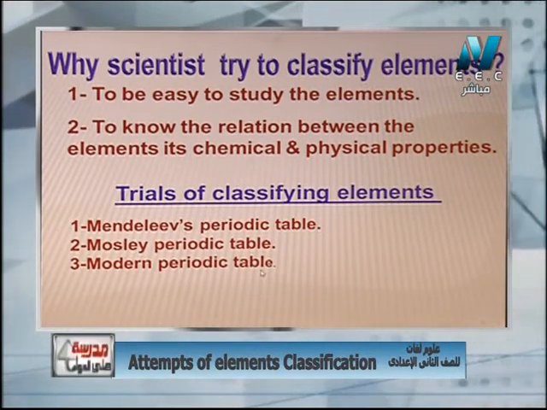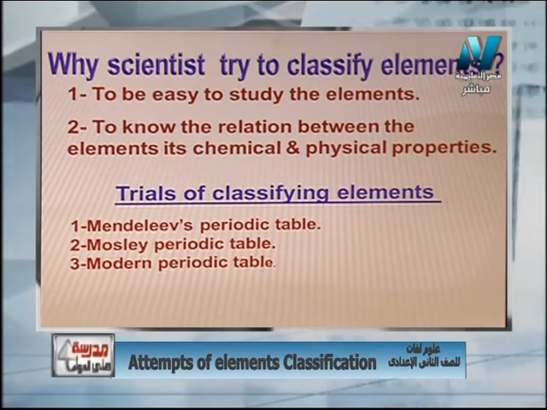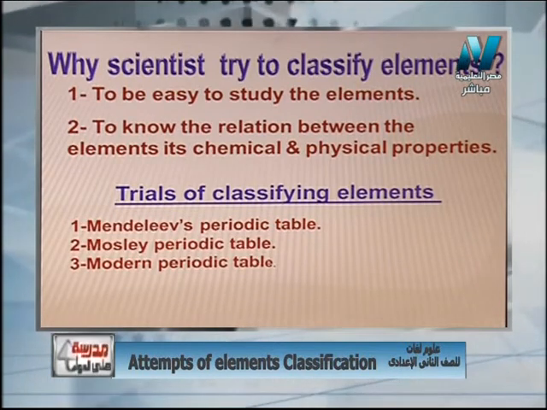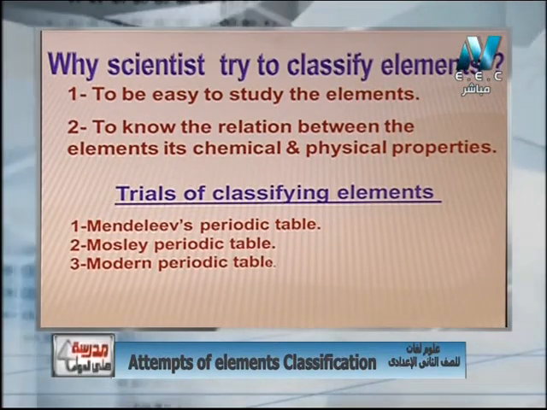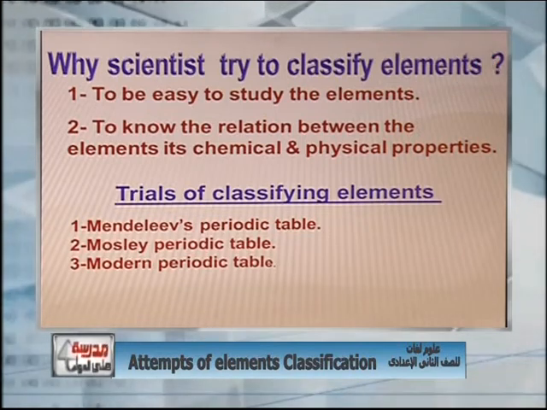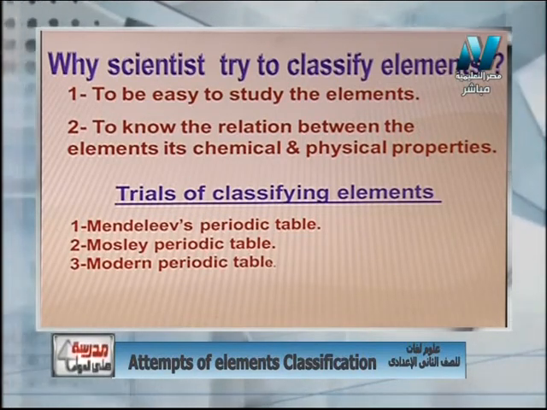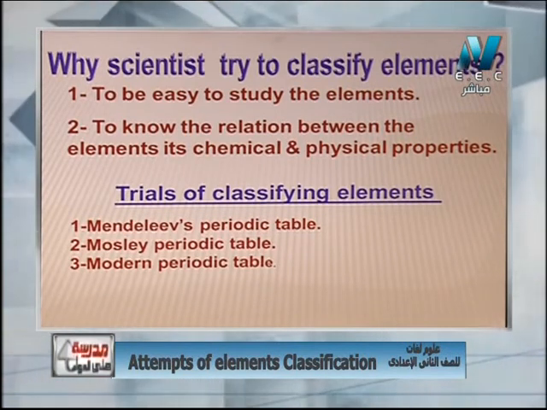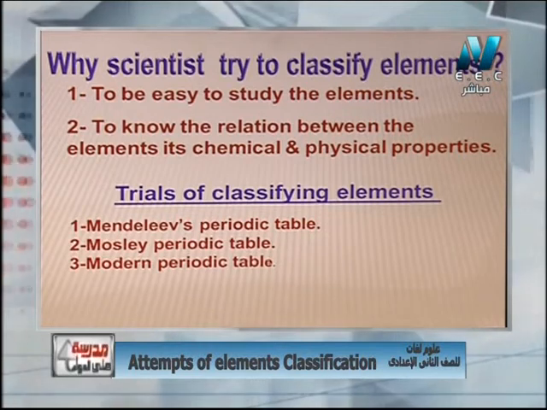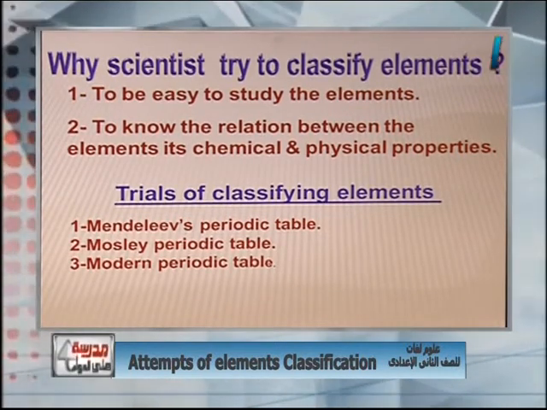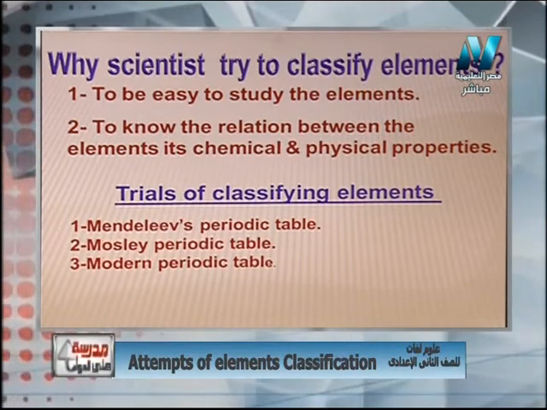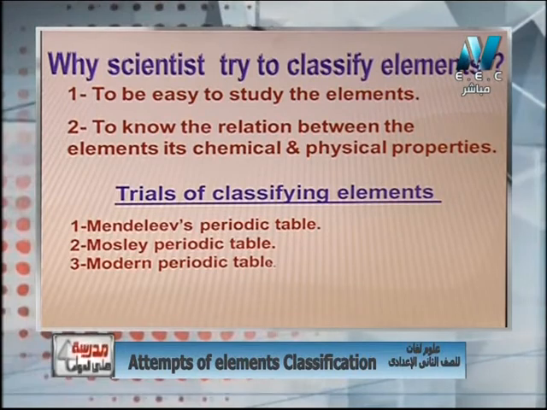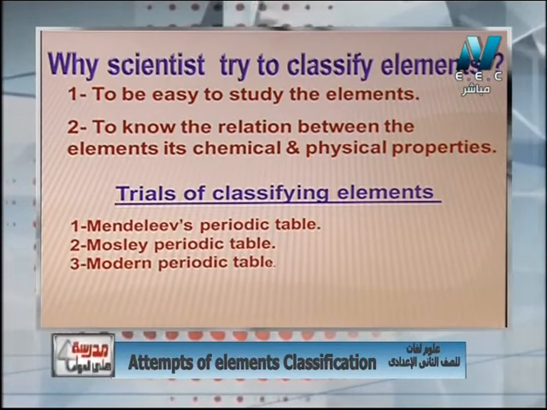So why did the scientists classify elements? For 2 reasons. Reason number 1, we classified to be easily studied, or to facilitate their studying. Number 2, to find the relation between their chemical and physical property. Then, how many attempts are we going to study? 3 attempts. Number 1, Mendeleev's, and the second is Moseley's periodic table. He's a scientist also. And number 3 is the modern periodic table.